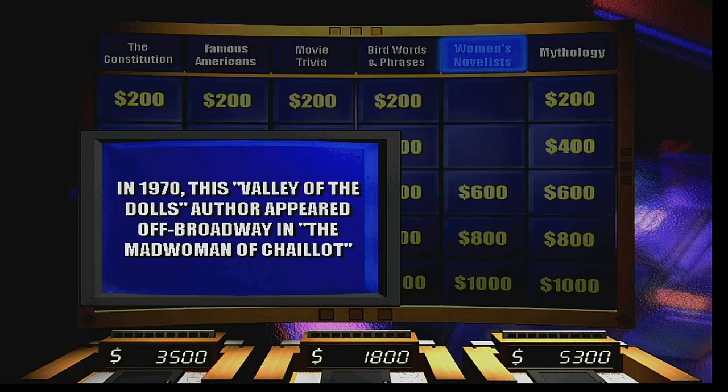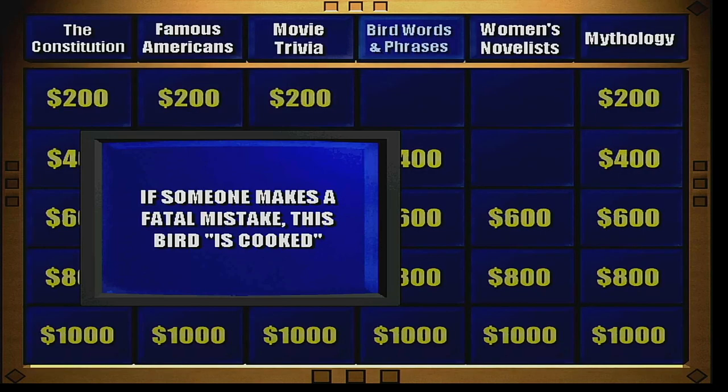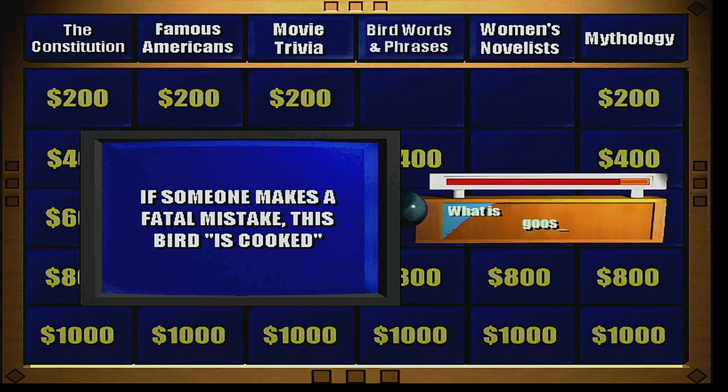In 1970, this Valley of the Dolls author appeared off-Broadway in The Madwoman of Chaillot. Player 2: Who is Jacqueline Susann? Correct. If someone makes a fatal mistake, this bird is cooked. Player 1: What is a goose? Correct. Bird words and phrases for 400.